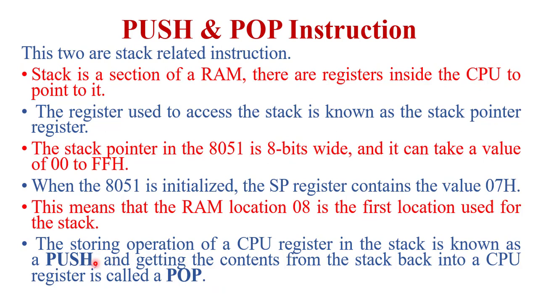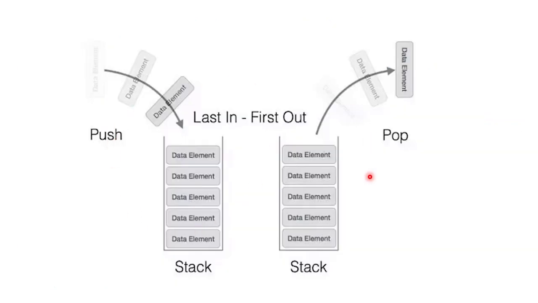When we perform a push operation, the stack pointer register is automatically incremented by 1. And when we perform a pop operation, the stack pointer register is automatically decremented by 1. These are the important points related to push and pop operations. With the help of these points, we can easily understand the push and pop instructions in the 8051 microcontroller.